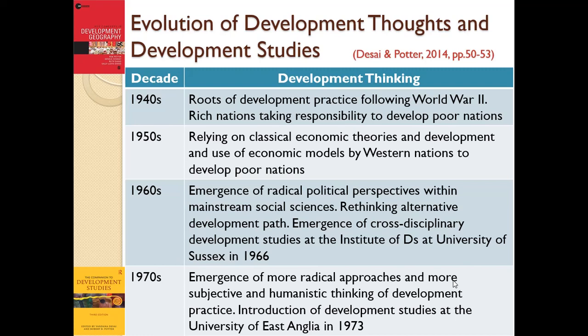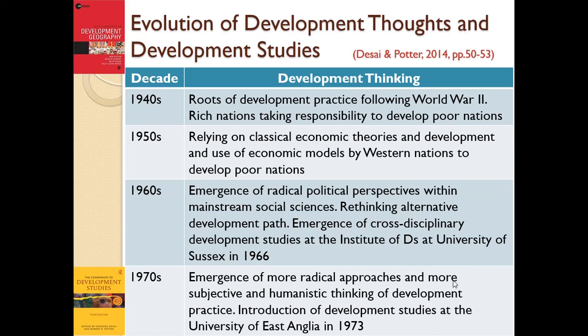Then in the 1960s, of course, there was emergence of radical political perspectives within the mainstream of social sciences, leading to the rethinking of other development paths. And of course, in the 1960s, that's where you have other radical theories that are now opposing the classical economics, and therefore an emergence of cross-disciplinary development studies at the Institute of Development Studies at the University of Sussex in 1966. So basically, we can see the roots of development studies from the Institute of Development Studies in the UK at the University of Sussex. So we could therefore say that that's the foundation of development studies.